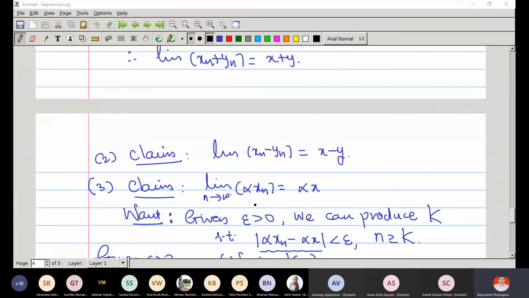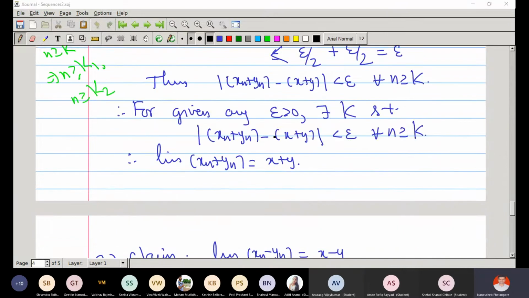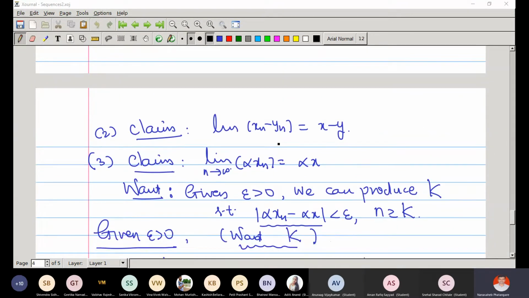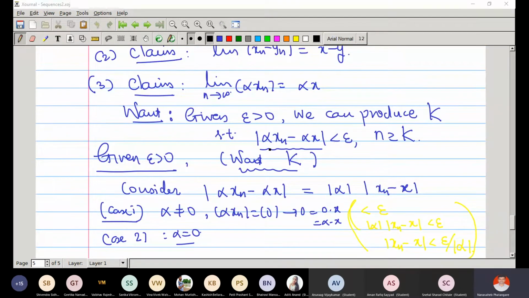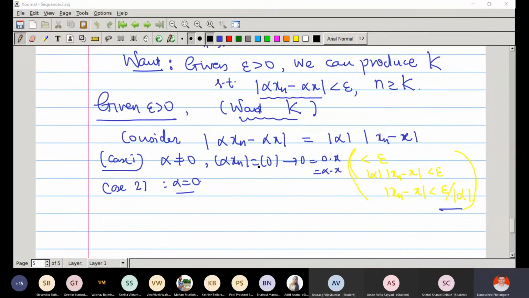And then similarly for subtraction, right? Did you work it out for subtraction of xn and yn? Yes.